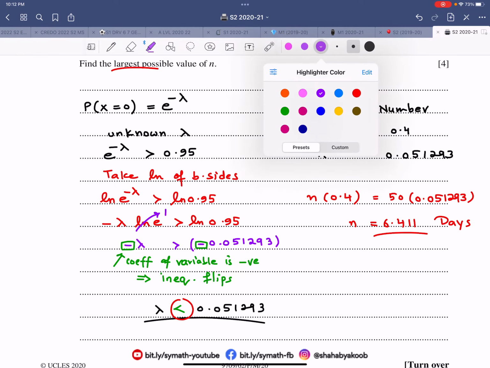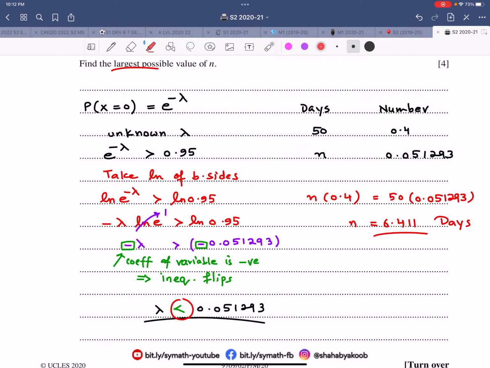Draw a number line and label the values. Something like this is 0 and this is 1 and so on, and this is 5 and this is 6 and this is 7 and this is 6.411. You are going in this direction because of this inequality, because the inequality is exactly the same. That's the largest, this is the largest.